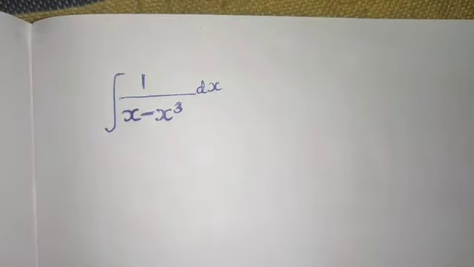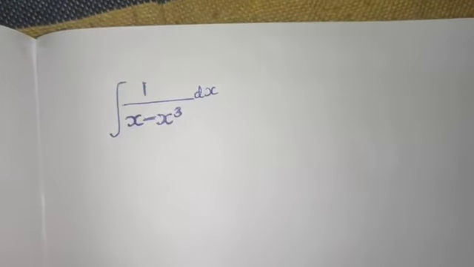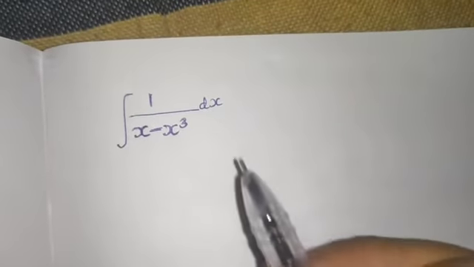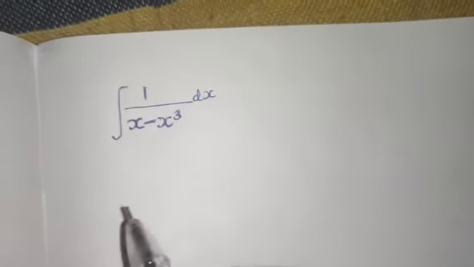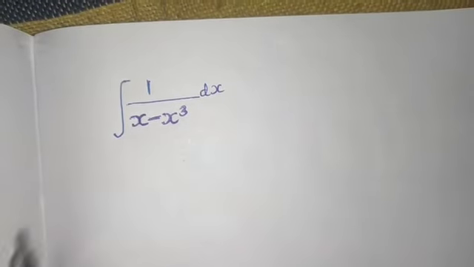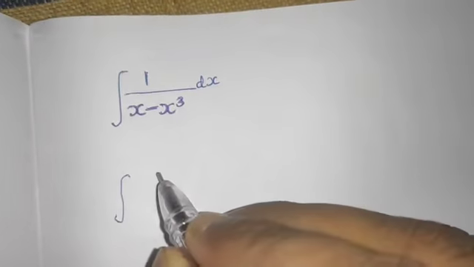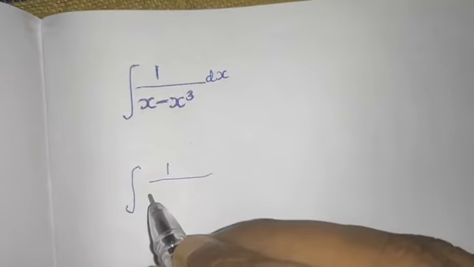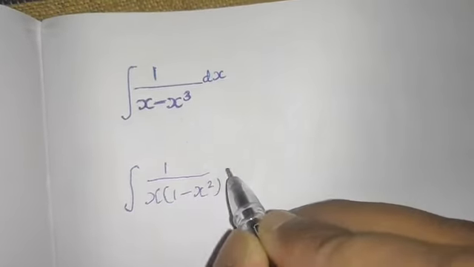Let's see one problem from integration. We have to integrate 1 upon x minus x cube. After looking at this question, one thing will definitely come into your mind: why not make factors in the denominator? For doing that, we'll take x common. So 1 upon, if you take x common, you will get 1 minus x square.